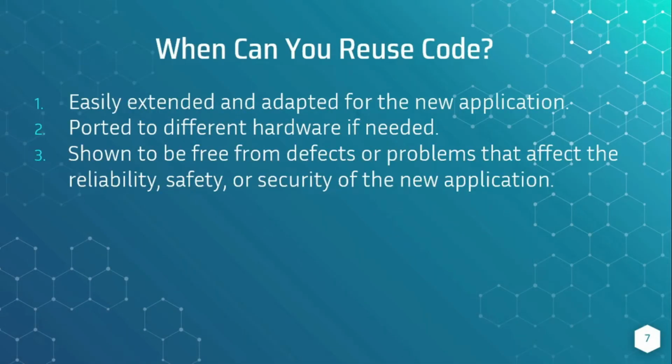When can you reuse code? Number 1, easily extended and adapted for the new application. 2, ported to different hardware if needed. And 3, shown to be free from defects or problems that affect the reliability, safety, or security of the new application. In an ideal environment, a developer would be able to access stable and trusted code libraries. They'd then be able to reuse code from those libraries as building blocks within their application. But the environment is not always ideal, and code doesn't always fulfill these requirements. So, reusing code often sounds much easier than it is.